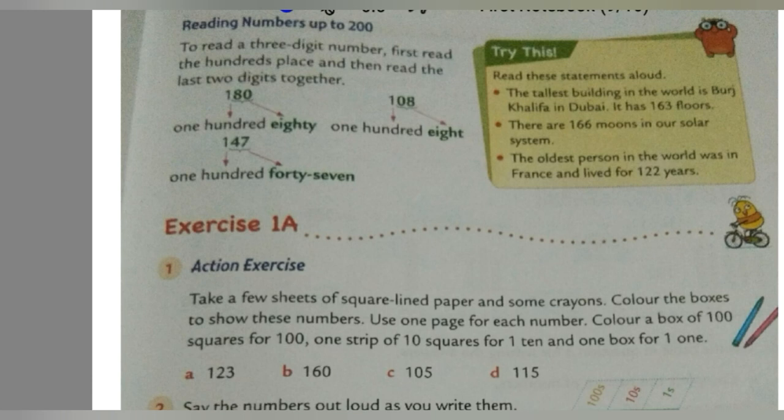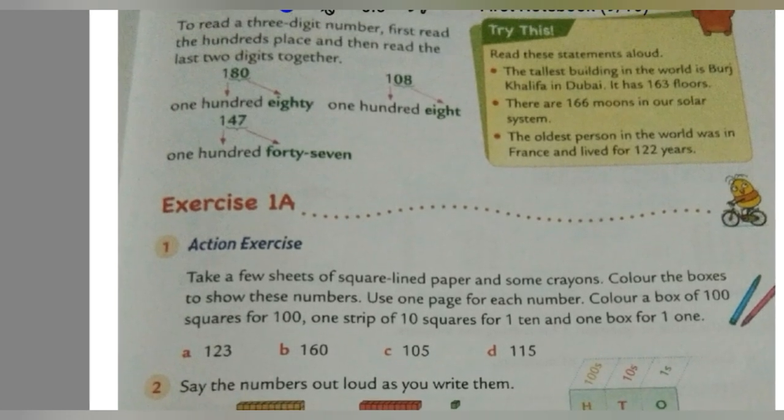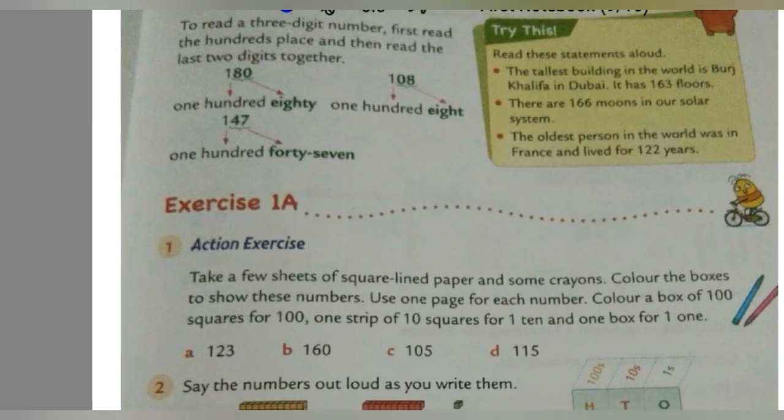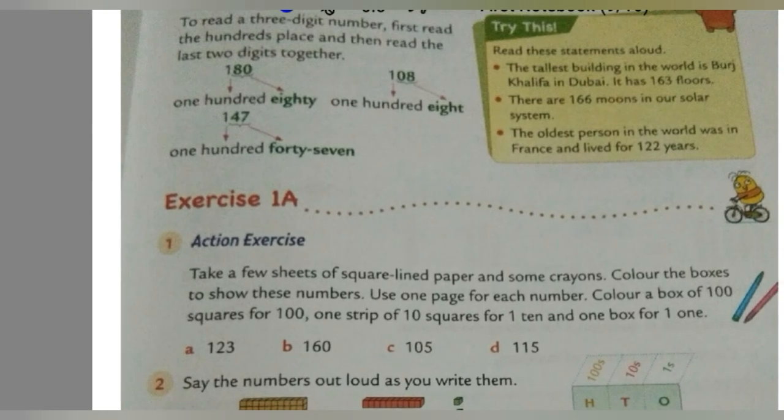Scholars, come to the next page, page number 9. First here we will learn how to read out numbers up to 200. To read a 3-digit number, first read the 100 place and then read the last 2 digits. Suppose, for example, here it is given 180. How will you read it? First read the 100 place, 100, and what are the last 2 digits? 80. So it will be read as 180.